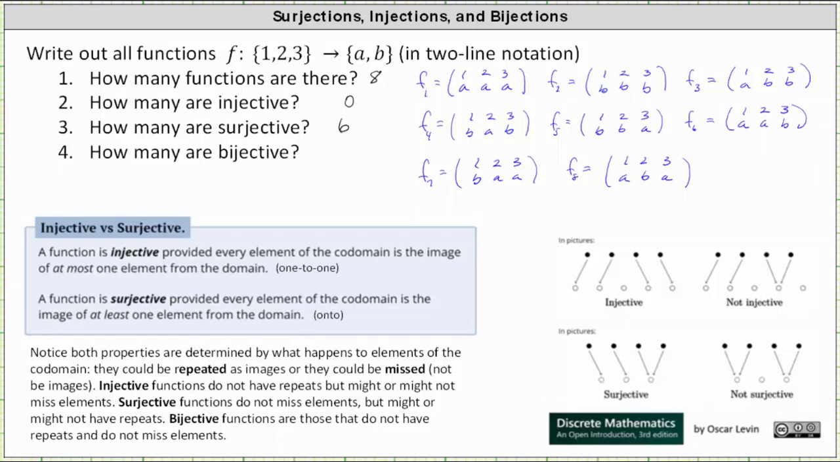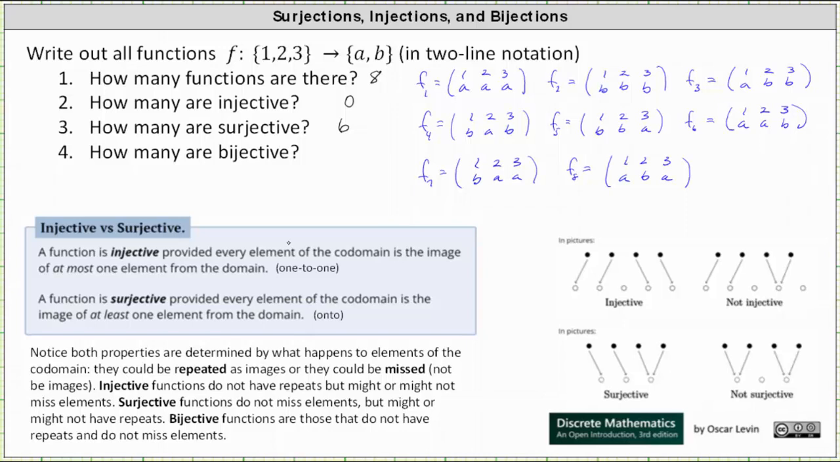So if there are 8 total functions, 0 injective functions, and 6 surjective functions, that means 2 of the functions are neither injective nor surjective, and that would be functions f sub 1 and f sub 2. These 2 functions are not injective and also not surjective.